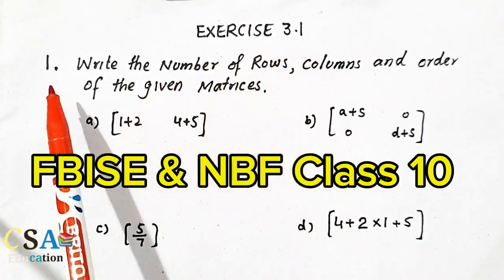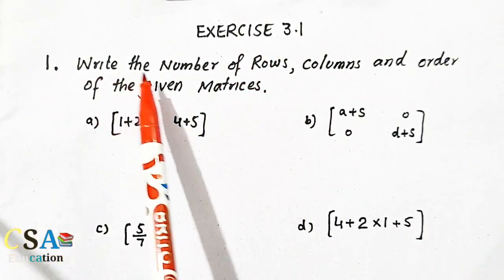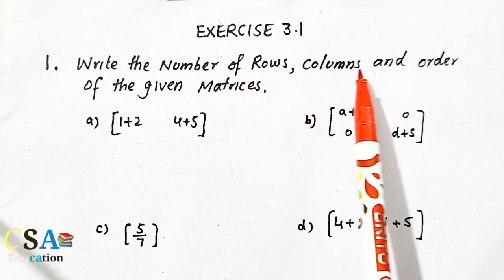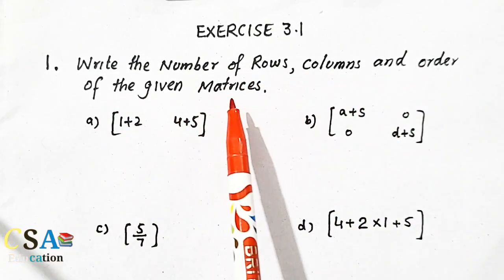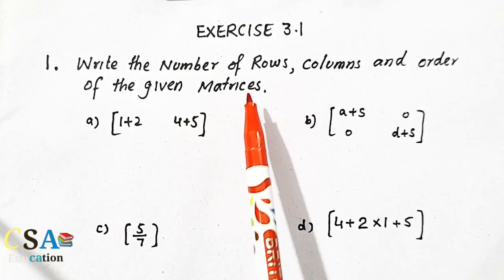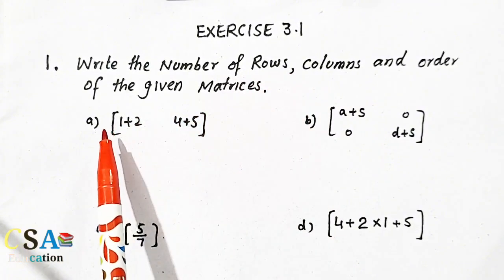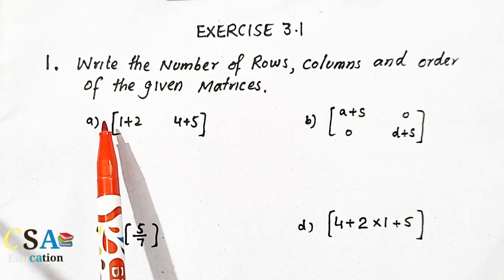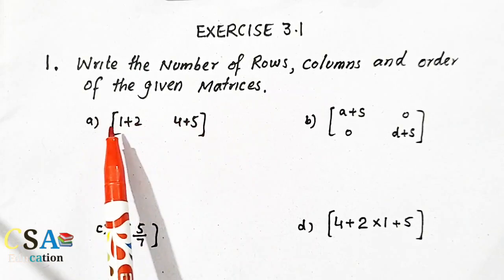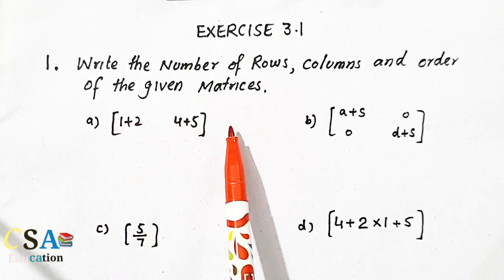Exercise 3.1. Question number 1 is: write the number of rows, columns and order of the following matrices. Three things we have to find. First of all, we have to find rows. If we see part 1, the horizontal lines are called rows. So there is only one row.